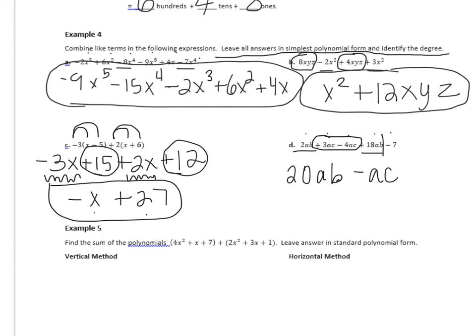And I have a constant at the end with no other constants to combine it with, so you end up with a trinomial. 20AB is the first term, negative 1 AC is the second term, and negative 7 is the third term.